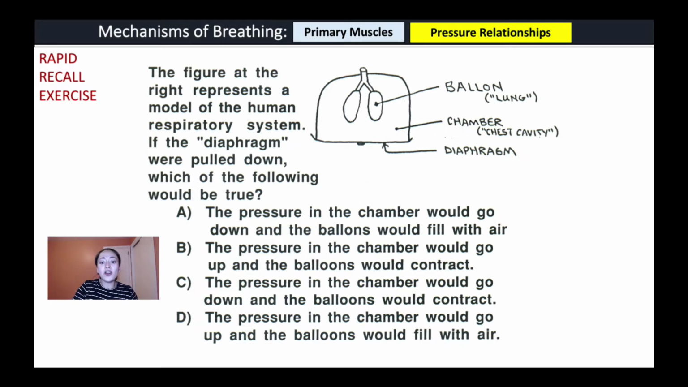If the diaphragm were pulled down, which of the following would be true? So pause the video, read through the options, and pick which one you think is true, and I will go over the answer. The correct answer is A. The pressure in the chamber would go down and the balloons would fill with air.